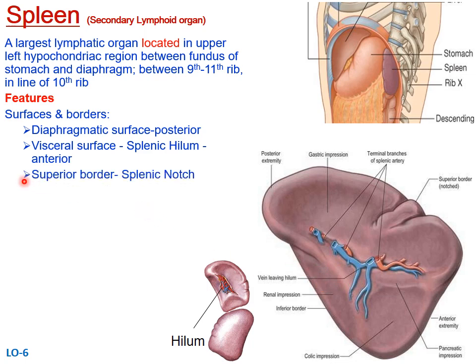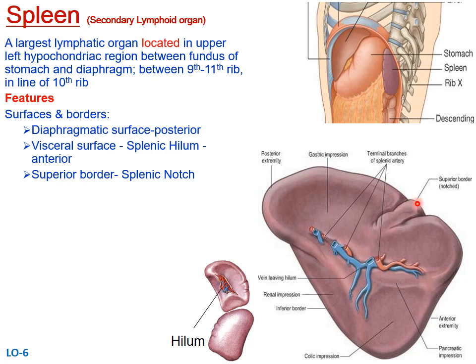Then we have the superior border, with the splenic notch. This is one border, the superior, and this is the inferior border. On the superior border, the identification point is that along the border there is a depression. Here is the notch, the depression.